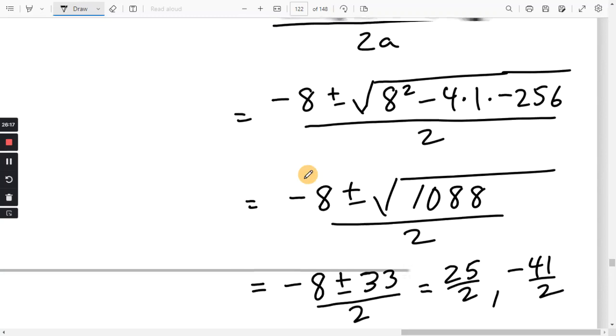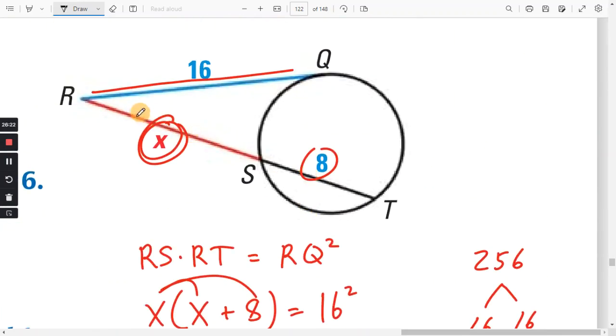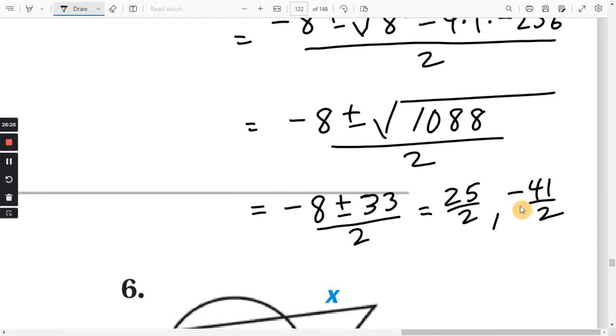Now, if you see in the drawing, x is a length, so there is no way we can keep the negative answer. So 25 over 2 is the final answer, or you can say 12.5. But that one was a pain in the neck.